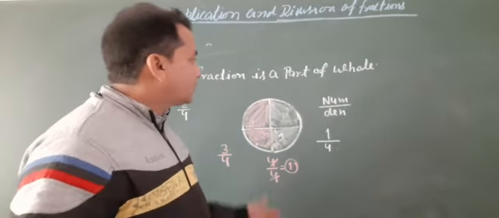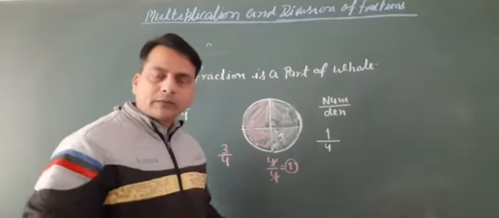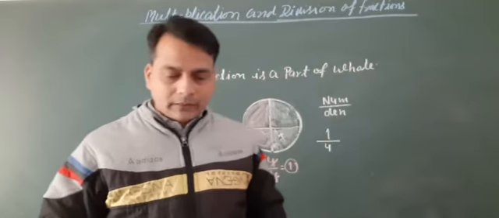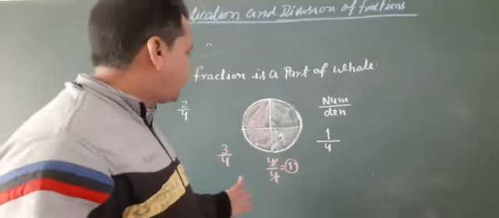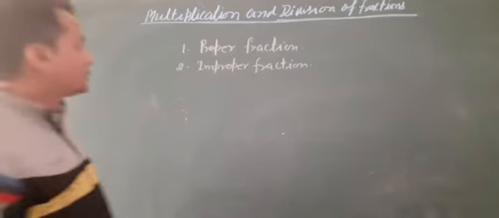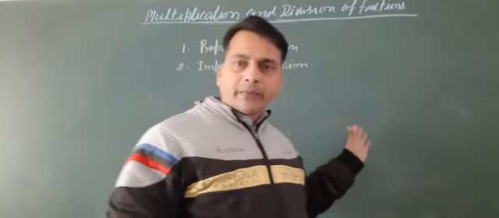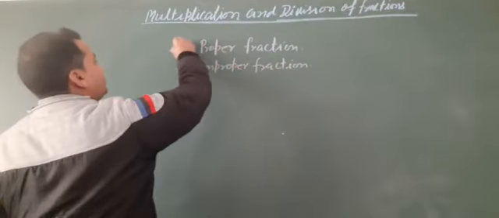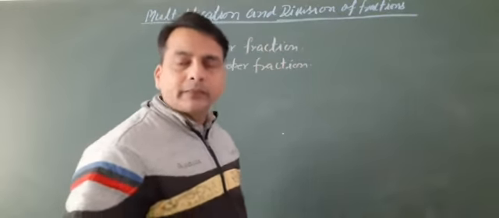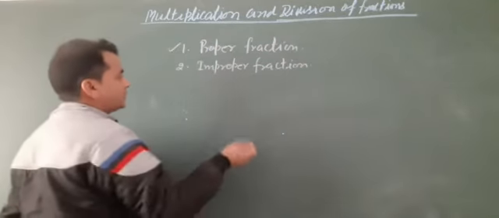Next, the types of fractions. There are two types: first is proper and second is improper fraction. A fraction is divided into proper and improper. If any fraction whose numerator is less than the denominator, that is a proper fraction.